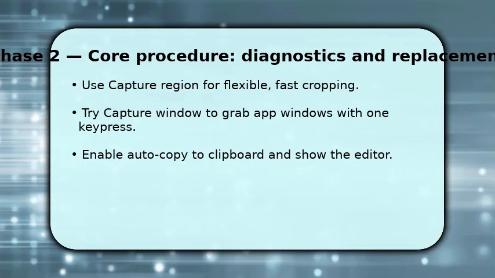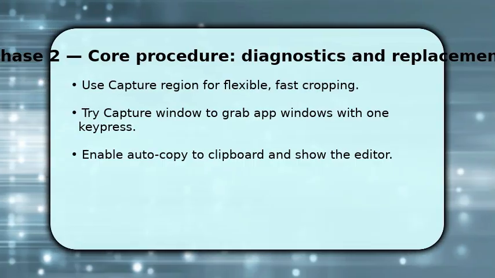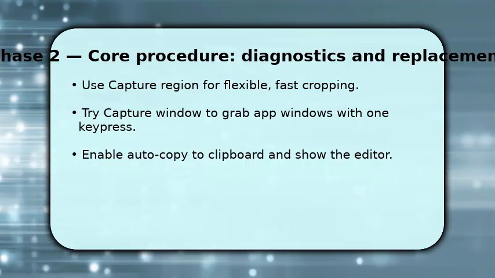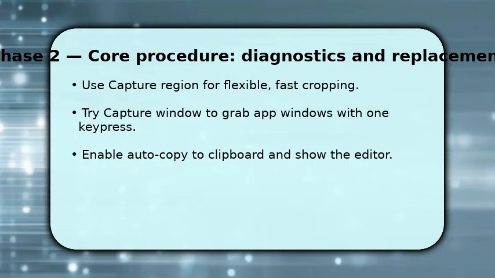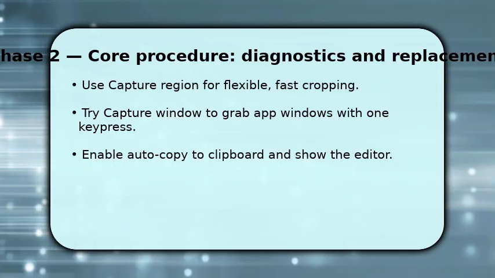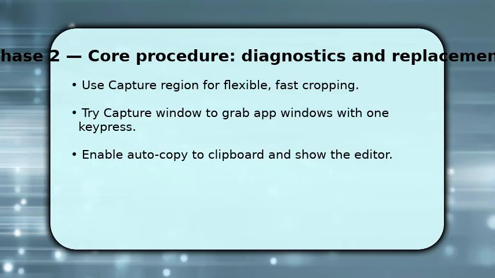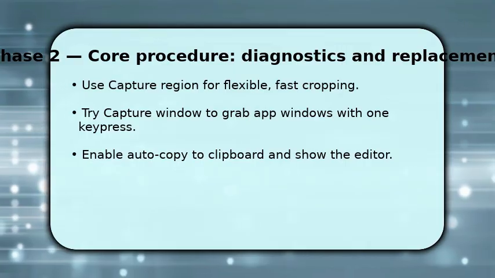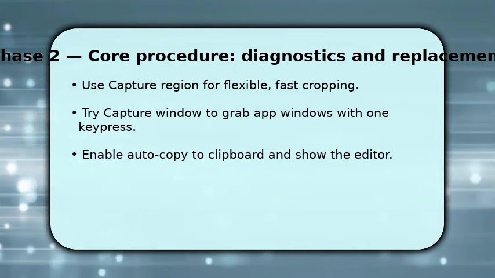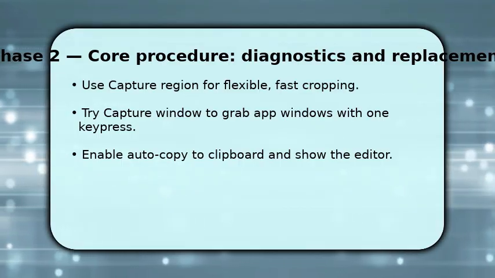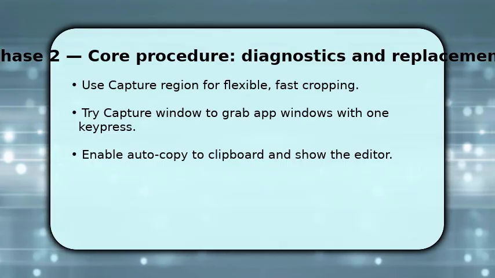Once configured, learn the capture modes so you stop reaching for the Snipping Tool. Use Capture Region to draw an exact rectangle. It's faster for ad hoc cropping. For full app windows, use Capture Window. Greenshot detects the active window automatically. Make sure to enable Auto Copy to Clipboard when you want to paste immediately, and set the editor to open after capture if you need annotations. These choices make workflow smoother and save time.